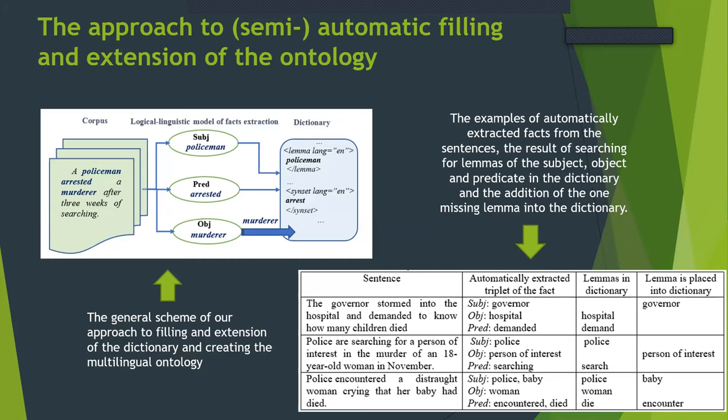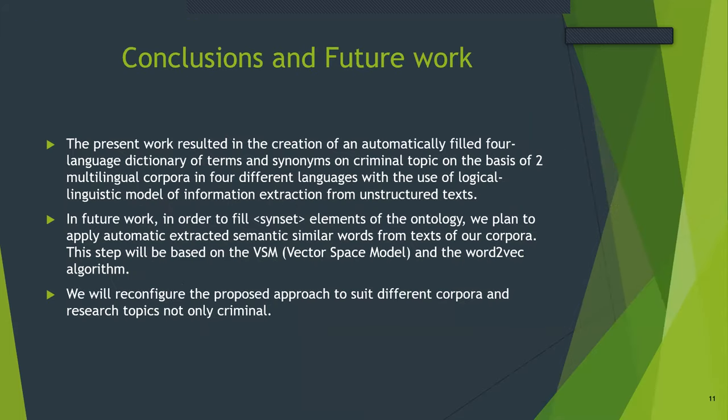In the next step, we check if the three found elements are in our dictionary for every particular language. If two components of the triplet are found as elements, lemma tag or synset tag, and one component is not found in the dictionary, the last one is automatically placed in. In the last step, a native speaker has to check the result of the automatic filling of the dictionary so that it fully corresponds to the semantic focus, namely the criminal-related information.